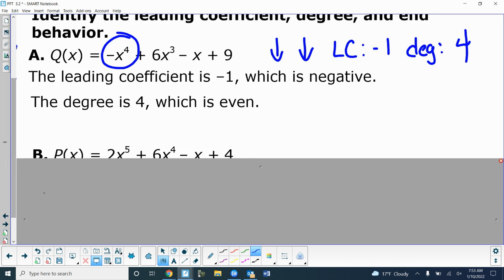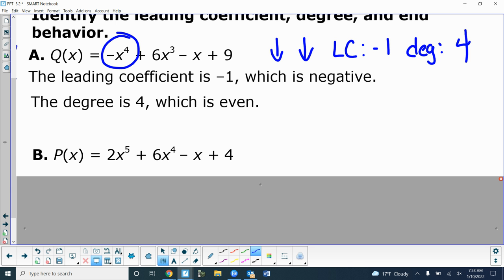Probably a B here. All right. Is it in the right order? Biggest exponent down to the smallest? Yeah. So I look at this first term. All right. What's the LC? The coefficient? 2. What's the degree? 5. Everyone okay with that?